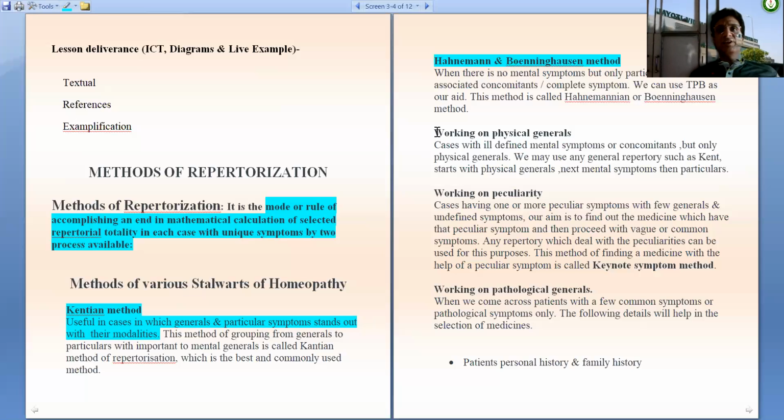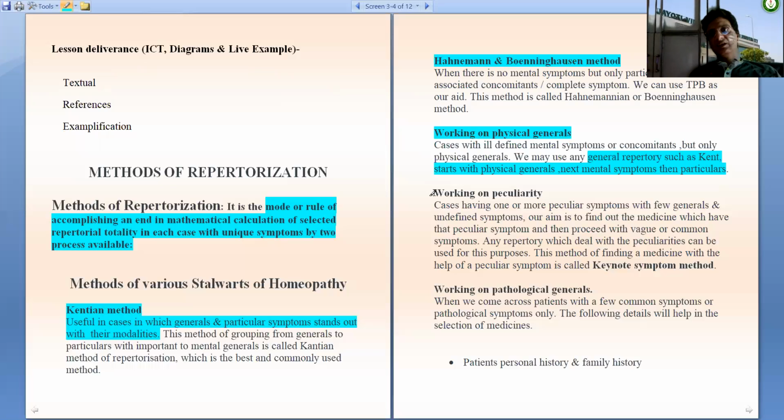Then there are certain cases where there are no mentals present. There are not at all any mental symptoms. Then we have to work the case on physical generals. So here there are ill-defined mental symptoms or concomitants, but only physical generals are present. And general repertories like Kent repertory or Bonninghausen repertory are used for such cases.